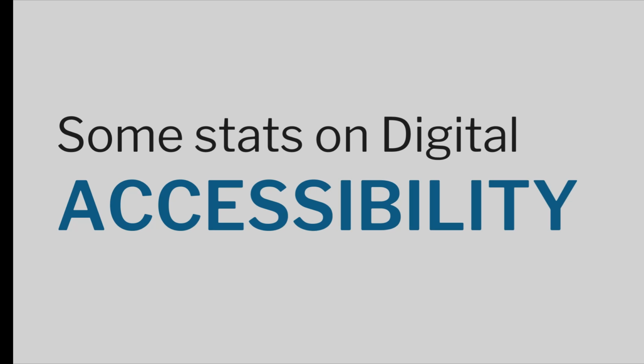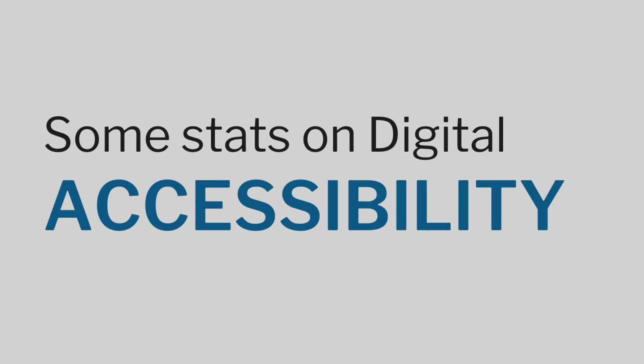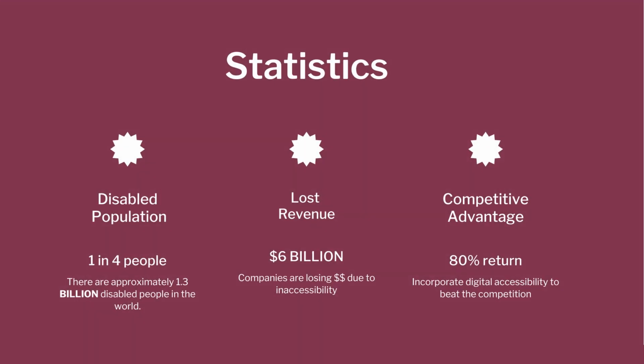All right, so let's get into some stats about digital accessibility. I think some of these numbers are really going to blow your mind. Okay, so if you weren't aware, approximately 1 in 4 people in the world, that's approximately 1.3 billion people, have a disability. Companies, this one's huge, folks. Companies are losing a combined 6 billion, that's billion with a B, dollars annually due to inaccessibility.